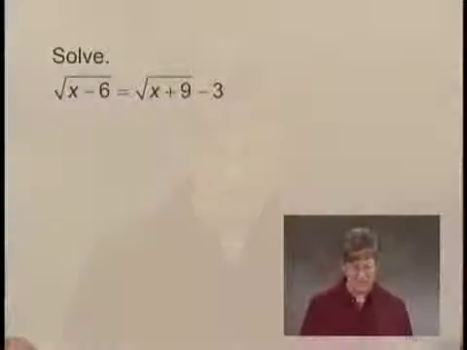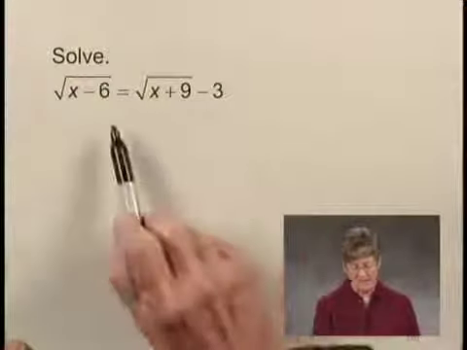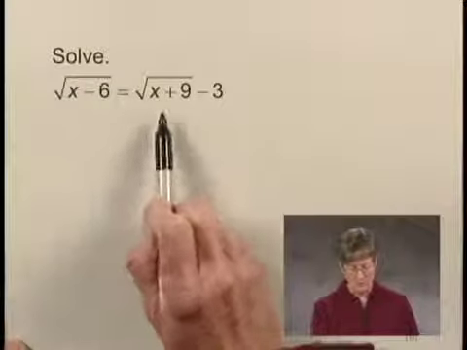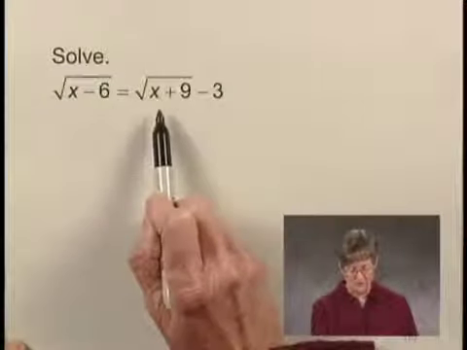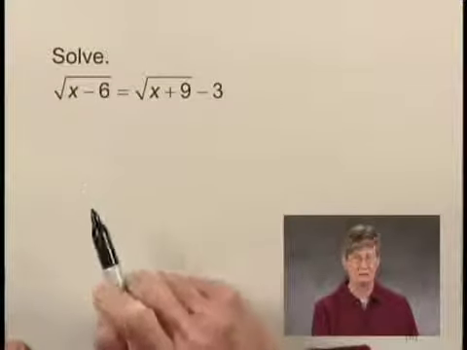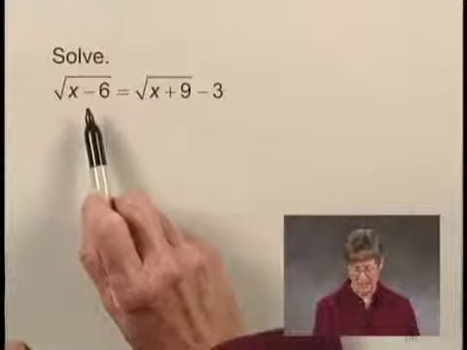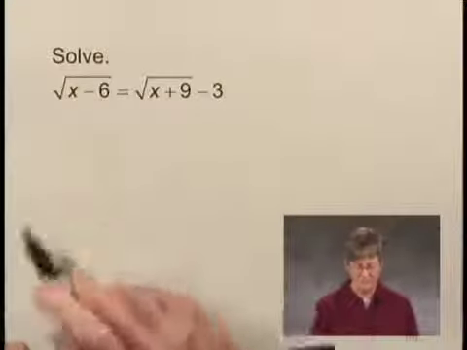We'll solve this radical equation: the square root of x minus 6 equals the square root of x plus 9 minus 3. Now, when we have an equation that involves more than one radical, for instance, this one involves two radicals, we always want to first isolate one of the radicals on one side of the equal sign. And actually, the way this equation is written, that's already been done. We have a radical isolated here on the left-hand side.